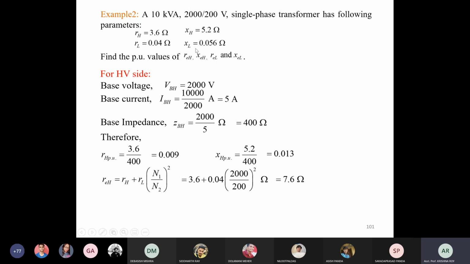Now here the question is to calculate the per unit value of REH. So you have to divide this 7.6 by this 400 base value. Then you will get this REH per unit. Therefore REH per unit is equal to REH actual value divided by base impedance, which is 7.6 divided by 400, then you will get 0.019. Is it clear up to this? Yes, sir.